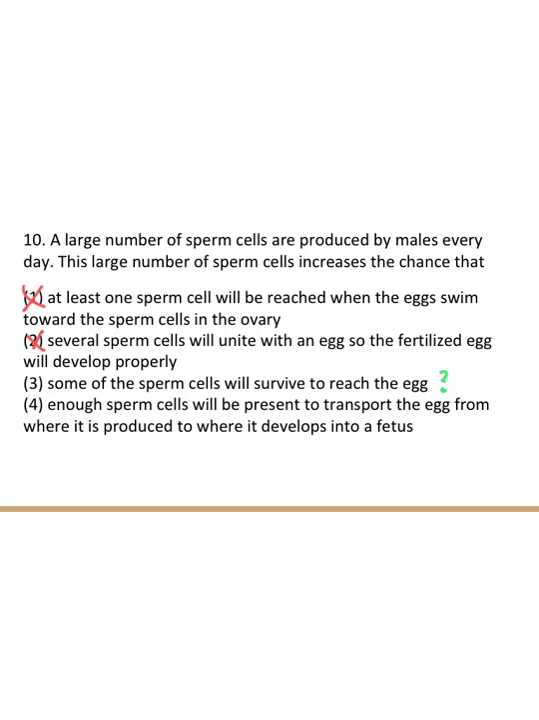Enough sperm cells will be present to transport the egg from where it is produced to where it develops into the fetus. So technically the egg does move, right? Fertilization happens in the fallopian tubes, but sperm don't transport. No. Sperm don't transport the egg. So that is going to have to be a hard pass.